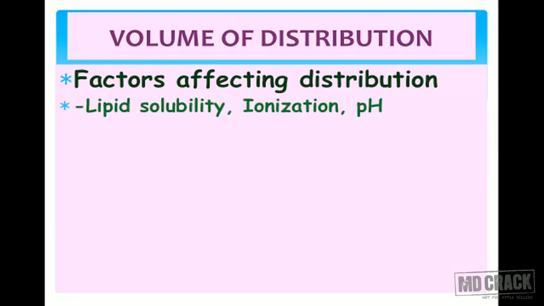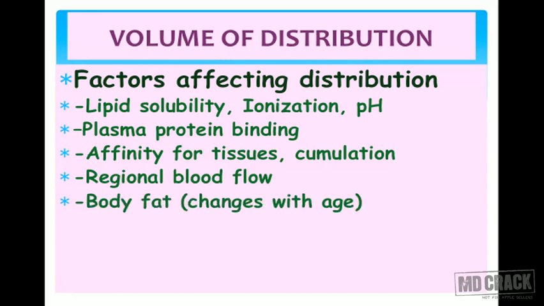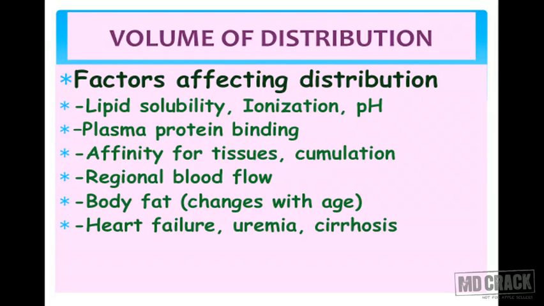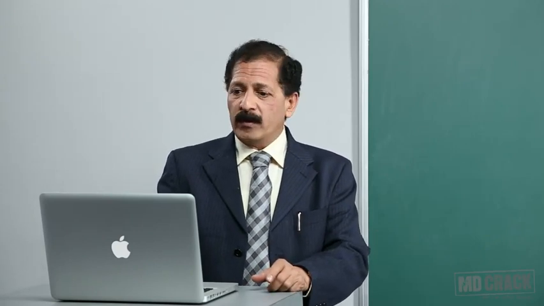The factors affecting distribution are obviously the lipid solubility, ionization, and the pH, the plasma protein binding, the affinity for tissues and the accumulation, the regional blood flow, and the body fat. If you have a lean body mass, it's going to affect the body fat. Of course, changes with age, and conditions like heart failure, uremia, and cirrhosis are going to affect the volume of distribution. Those drugs which have a high volume of distribution can also get stored in the tissues, and it will be difficult for them to get removed from these tissues.